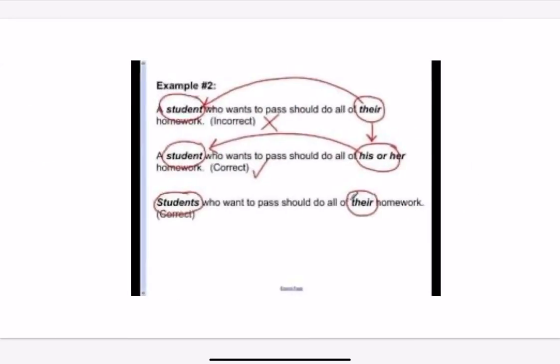Now here are the older ways of doing it. We would say, a student who wants to pass should do all of their homework. That was considered incorrect always, but now it could be acceptable if the student was agender to say their. But in this case, what we're probably looking at is somebody who is his or her, and a student who wants to pass should do all of his or her homework would have been accepted as the way that it should be said, because student is singular and his and her are both singular, while their is plural. So students agreeing with their, in this case, is generally the way that it has been done.